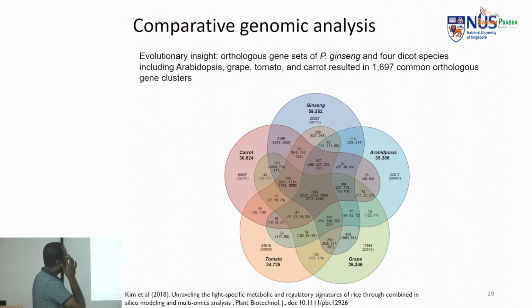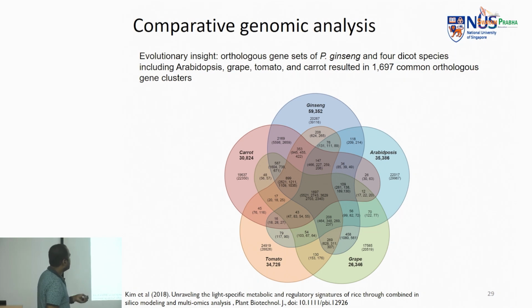Then, going on further with the comparative analysis of previously sequenced plants, what we were also able to look at is the similarity between multiple other plants. All shown here are dicot plants, and among them they had about 1697 ortholog gene clusters. Meaning each gene cluster may have multiple genes. So they were grouped into clusters and then they were able to be compared across different plants.